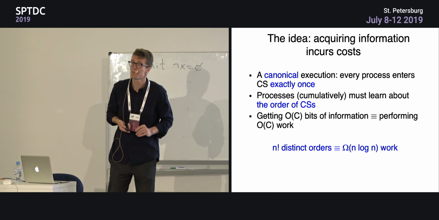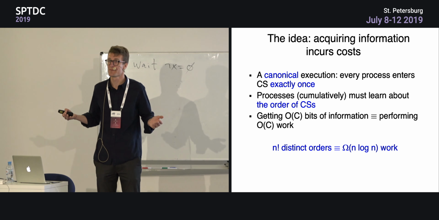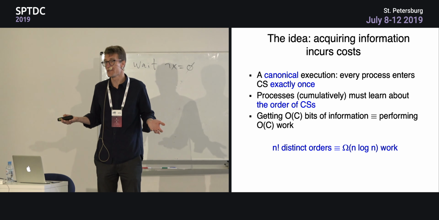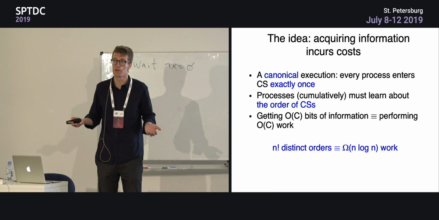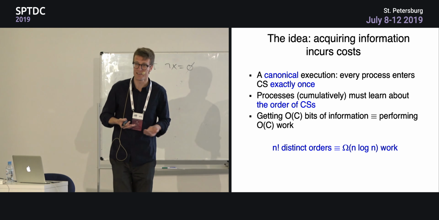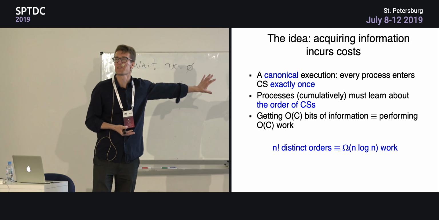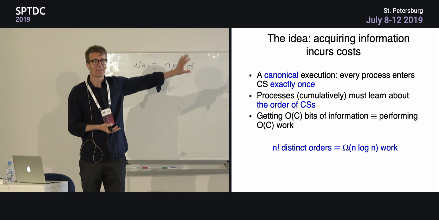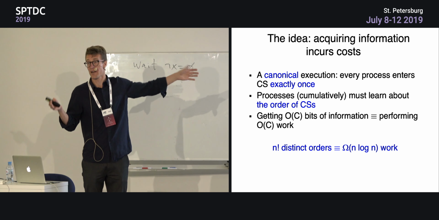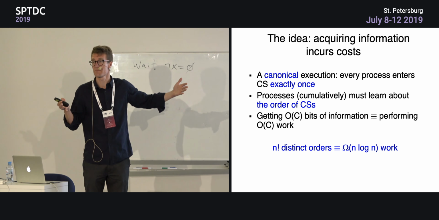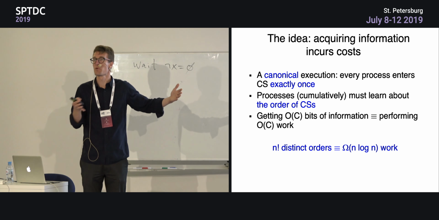How many orders do we have? N factorial. All permutations of processes. What's the best encoding of an element in the set of n factorial? N log n. Yeah, because asymptotically n factorial is n to the power of n. And this is the only place we use information theory here. Shannon tells us the number of bits you need to encode an element in the set of n factorial is log cardinality of the set, which is n log n. Okay? This is where n log n comes from.